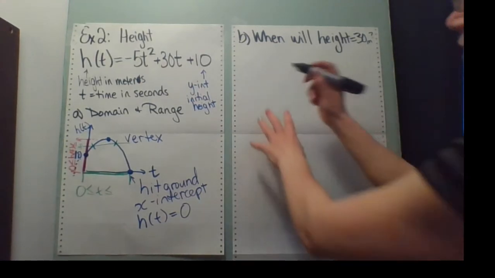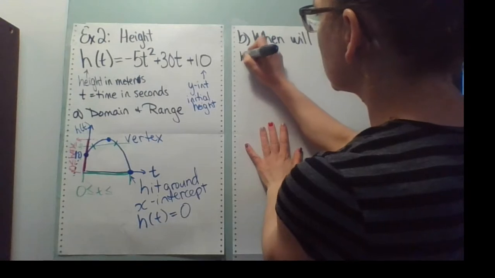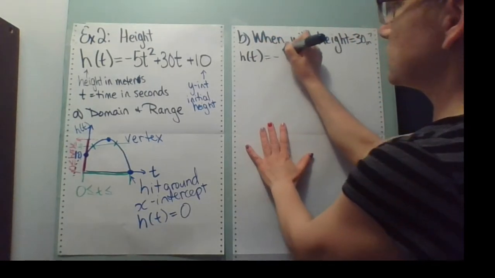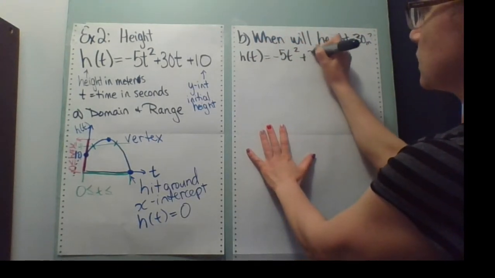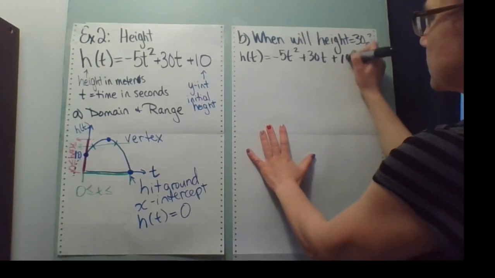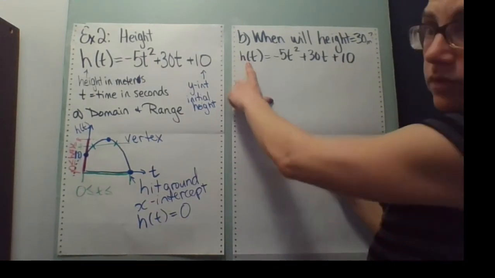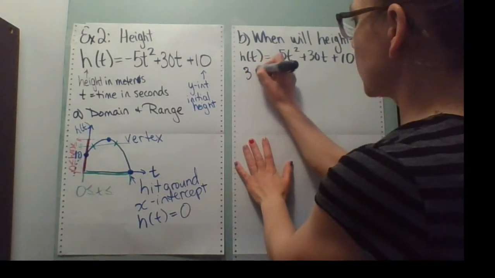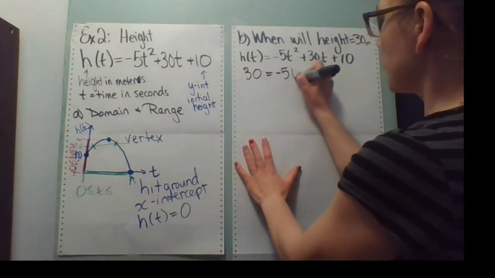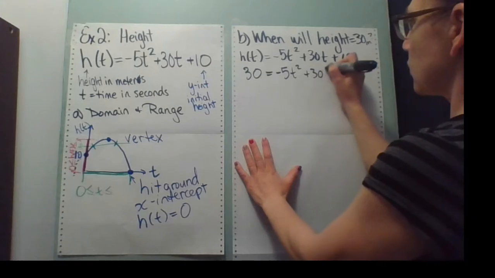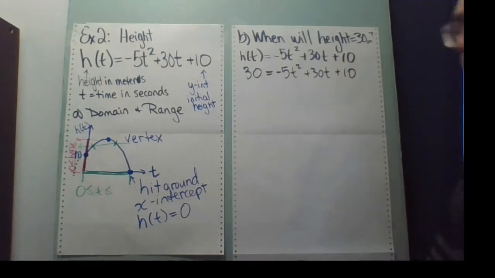All right, let's see. We know h at t is -5t squared plus 30t plus 10. And we want to solve this for when height is 30. So I'm going to put my 30 there. -5t squared plus 30t plus 10.